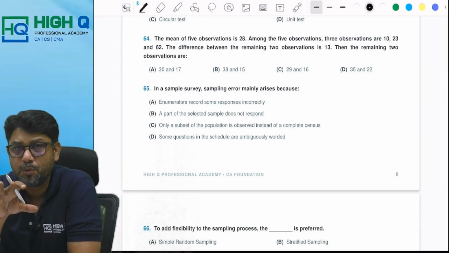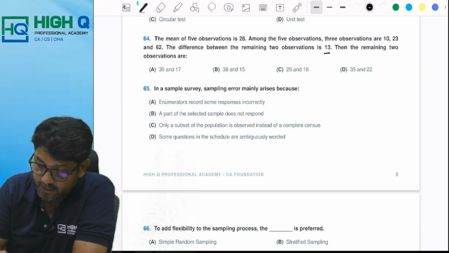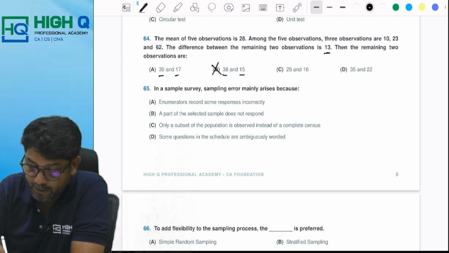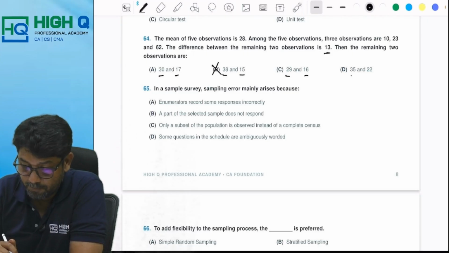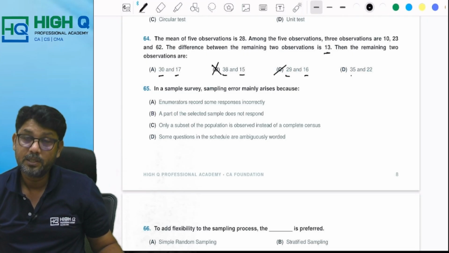It's very simple, my dear. I suggest you go for the trial and error method. So here the difference is 13. Now 38 and 15, the difference is not 13. So option B cannot be the answer. This could be my answer, this could be my answer, and this also can be my answer. But my instinct says option C may come.